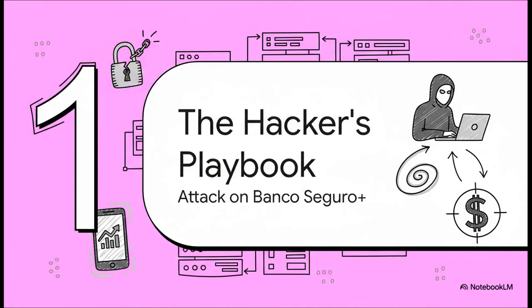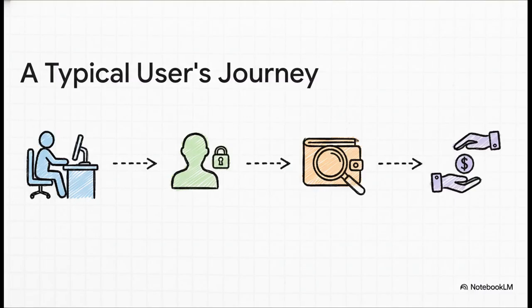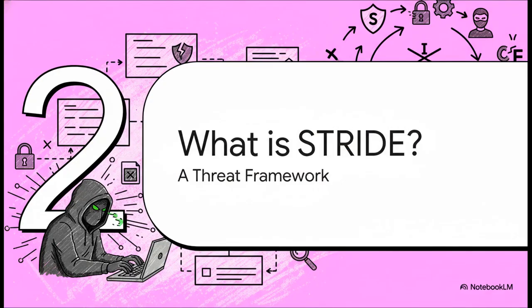All right, so to really get this, let's just jump right into the action. We're going to use a fictional case study, a modern digital bank we'll call Banco Segura Plus. You know the type, it's slick, it's convenient, and that makes it a perfect target. So here's the scene. It's super simple. A customer just wants to transfer some money to a friend. We're going to follow this really basic, everyday transaction and see how a hacker could try to hit every single stage of this process.